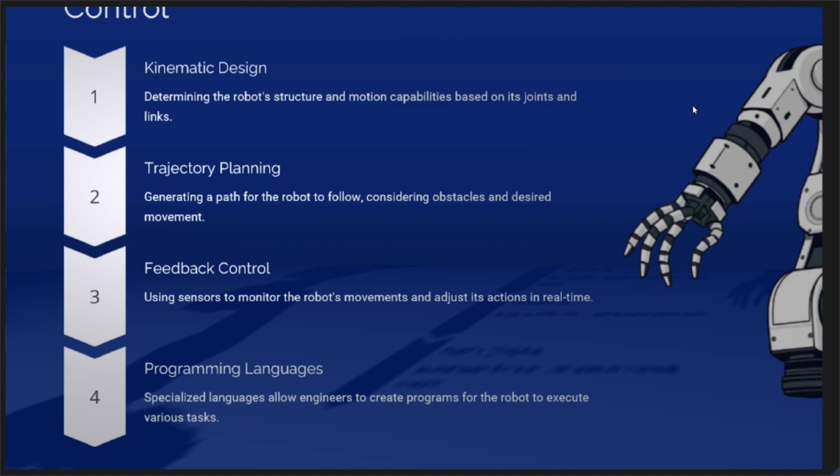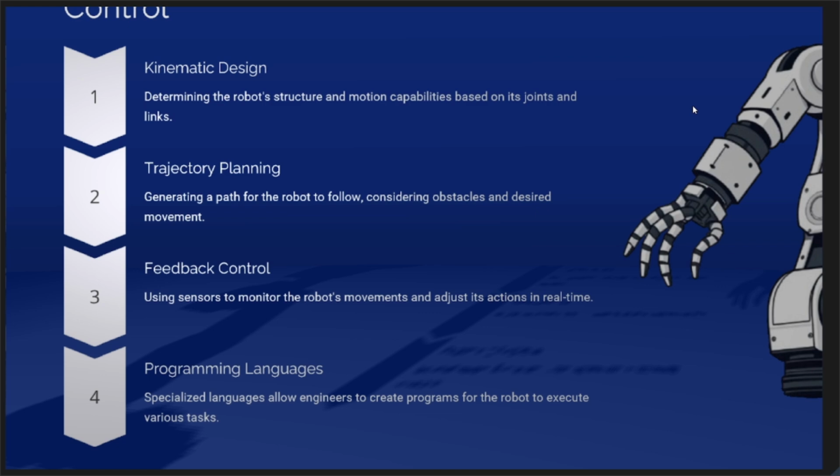When we say kinematic design, it is about what the robot structure is and what its capabilities are. Trajectory planning is how you plan a robot to move in certain directions so that it doesn't run into and get stuck in an obstacle, and you should have a desired movement so that if you place it inside a factory, it doesn't hit another machine or another part which is nearby.